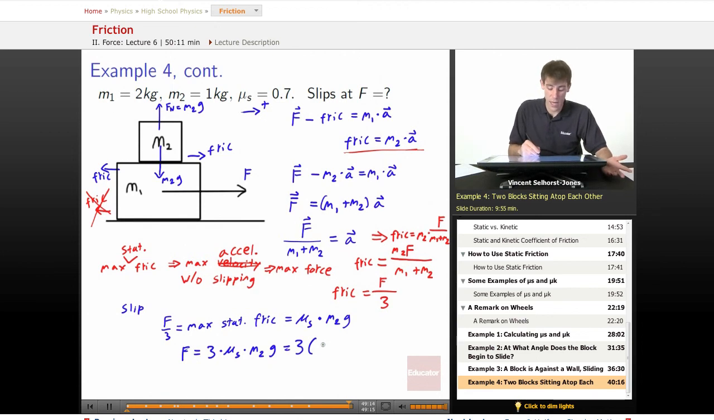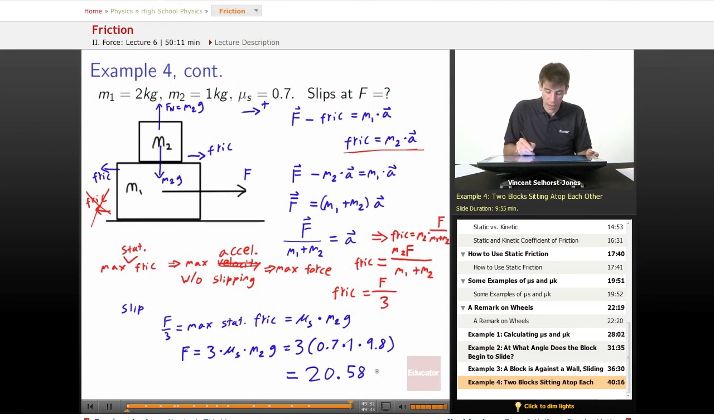3 times, what was mu static? It was 0.7. What was the mass of the top object? It was 1. What's gravity? 9.8. So that gives us that the force in newtons, when we use the calculator on this, we come up with the number 20.58 newtons. That's how much it is to finally get the thing to just start slipping. If we just barely exceed 20.58, that's the razor's edge, the slightest bit of difference off of 20.58, and it will just start to slip because we'll have just exceeded this maximum static force.